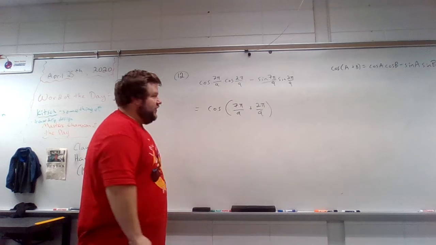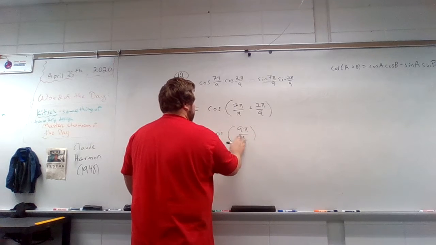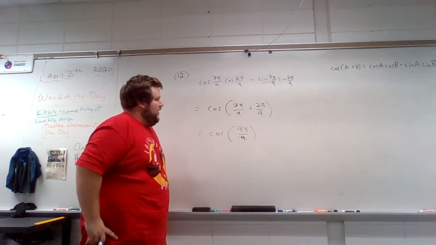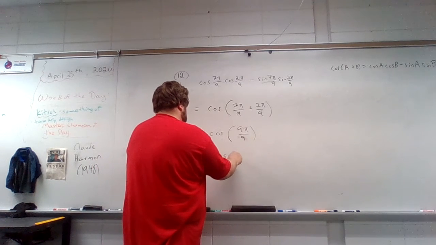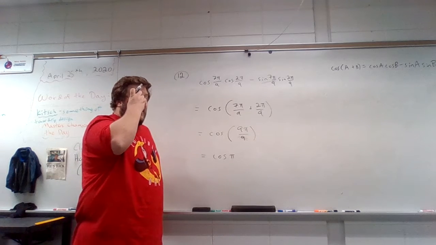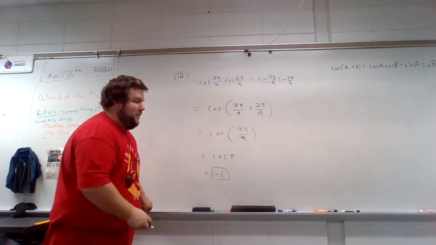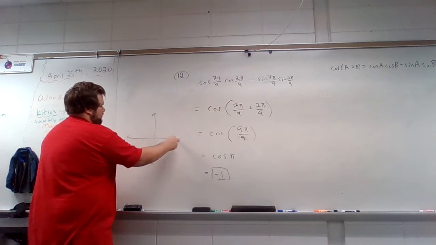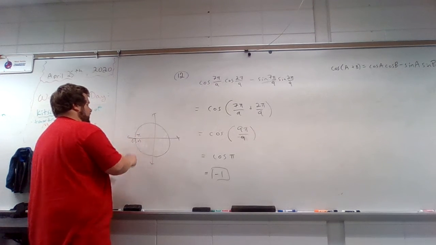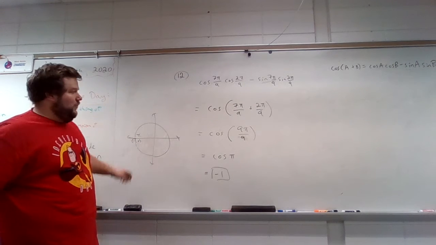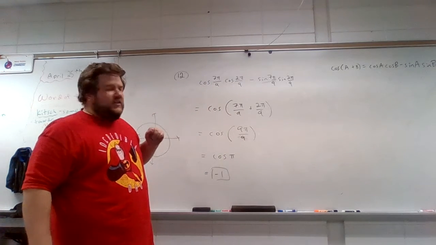What's 7 pi over 9 plus 2 pi over 9? Well, that's cosine of, say, 9 pi over 9. And this is a cosine of pi. And cosine of pi is negative 1. Okay, so if I think about pi radians, 2 pi radians is all the way around. Pi radians would be right here, negative 1 comma 0. Cosine is the x-coordinate. Cosine of pi is negative 1. Okay. So I can actually tell you what this exact expression is equal to.